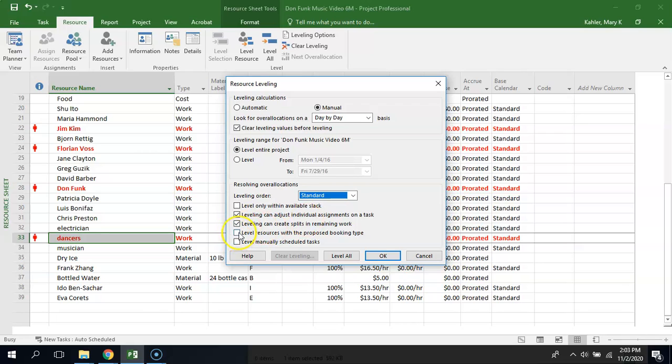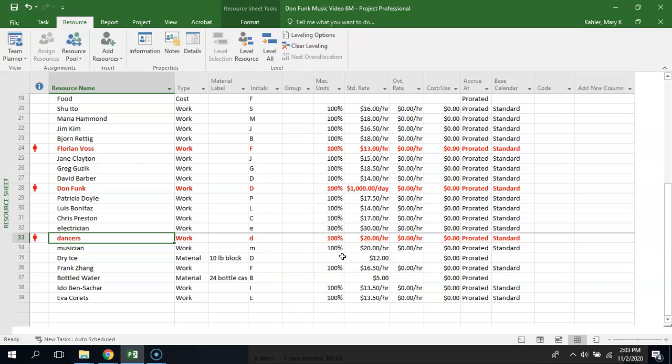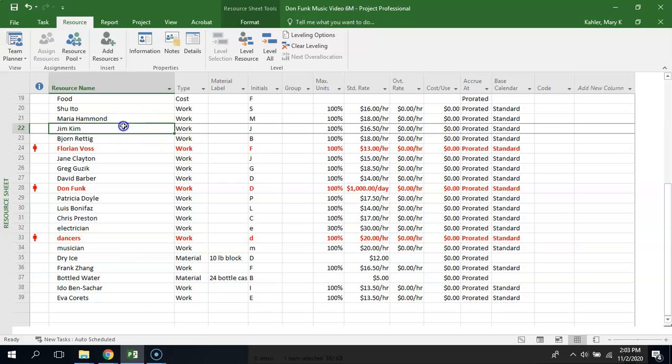And we're going to keep these other two cleared down here too. Okay. So it should look like the screenshot on page 135. And then we're going to click Level All. So some of our stuff got cleared off. You will recall that Brad Sutton and Jim Kim, excuse me, were over allocated and now they're not.